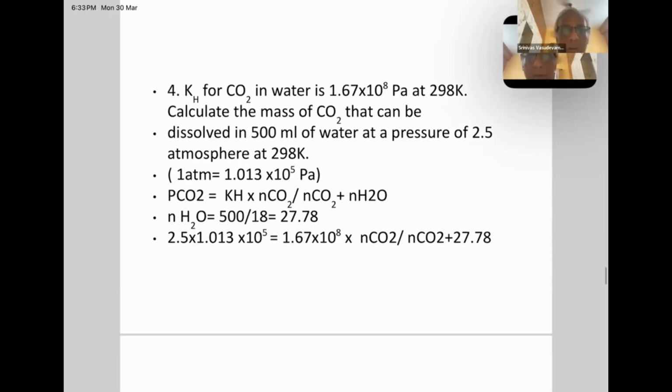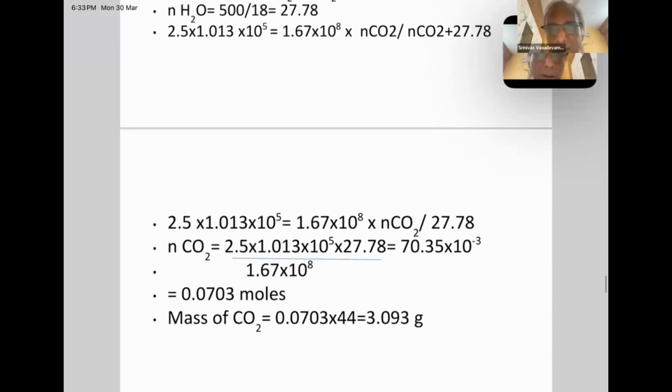I take it as 27.78 here. So 2.5 into 1.013 into 10 power 5 is equal to 1.67 into 10 power 8 into number of moles of CO2 divided by 27.78. So in the denominator, I neglected the value of number of moles of CO2 here. By using this, I can find out the number of moles of CO2, which is 0.0703 moles. But here we want the mass of CO2, so multiply by the molecular mass, which is 44. Molecular mass of CO2 is 44. So 0.0703 into 44 gives 3.093 grams of carbon dioxide dissolved in water at 2.5 atmosphere.